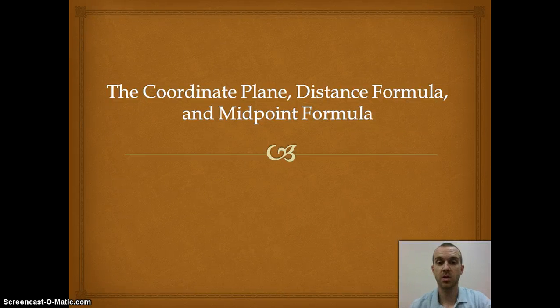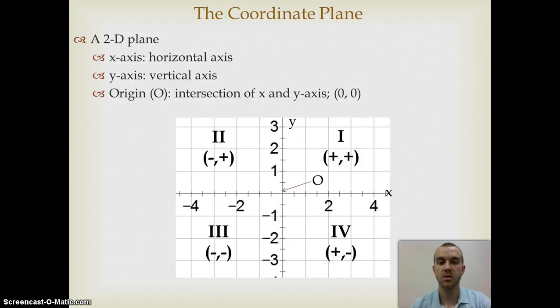In this video, we'll explore the coordinate plane distance formula and midpoint formula. Now, the coordinate plane is a two-dimensional plane with an x-axis that runs horizontal and a y-axis which runs vertically. At the center where they intersect is the origin, which we label as O for origin, and it has the ordered pair 0, 0. Additionally, because of the way they intersect, we're left with 4 quadrants.